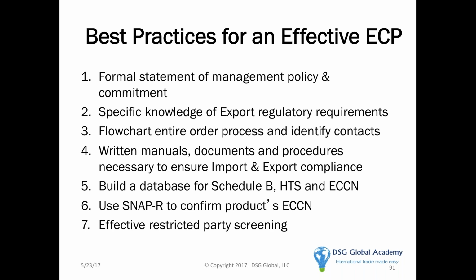Number six, try to confirm your product's ECCN using SNAP-R, or if you're unsure, use SNAP-R to get a ruling for yourself. Number seven, I say effective restricted party screening. That means try to automate if it makes sense for you. If it's just one-off items, you could go to some websites and just do a lookup for free, or even look at the consolidated screening list, which can be downloadable as a spreadsheet.